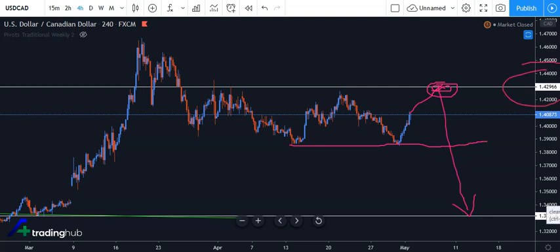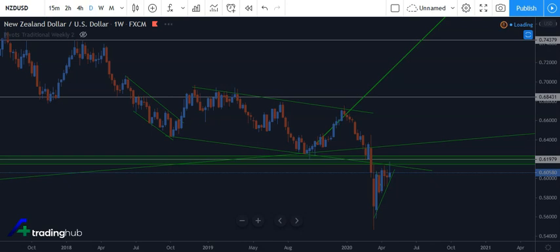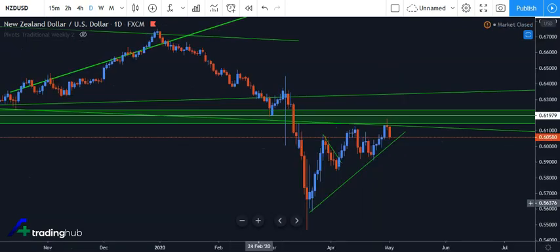Then we look at NZD/USD. Last week on NZD/USD, you see price approaching this key zone, the 0.6197 zone. It is a key zone, and price also carved an inverted hammer there, which means sellers are coming down to push the price lower. Let's go to daily and see what's happening there.